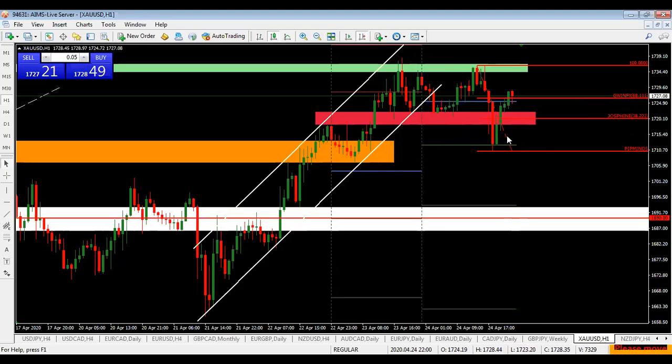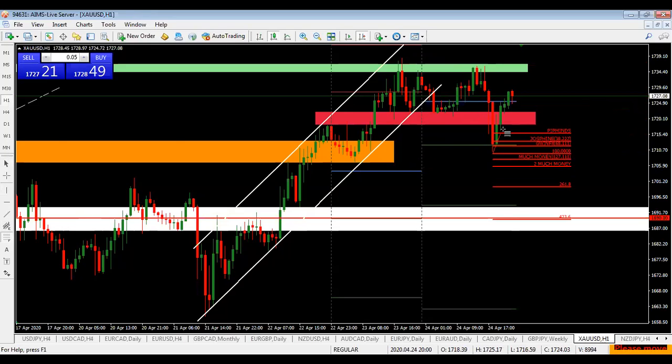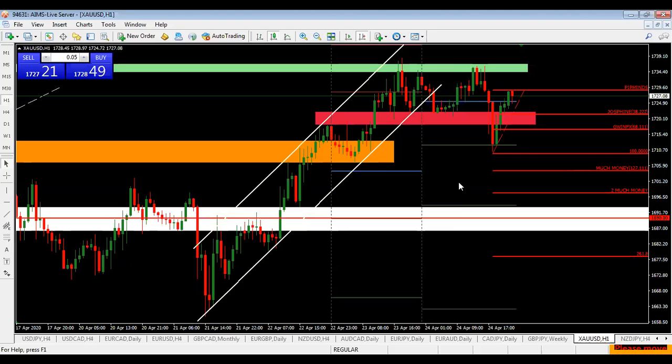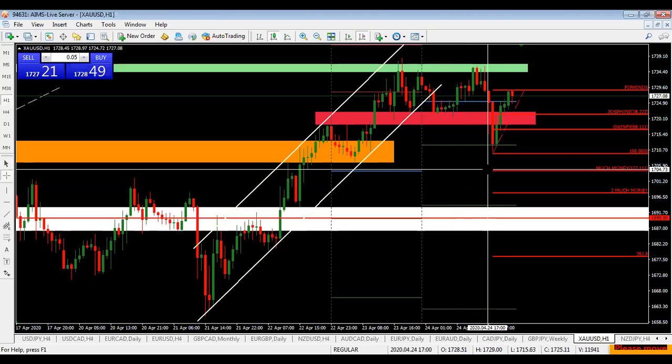Why inside of this area? Because if you take your Fibonacci extension from this swing low to the swing high, you see that this area conforms well with the 127.1 Fibonacci level.